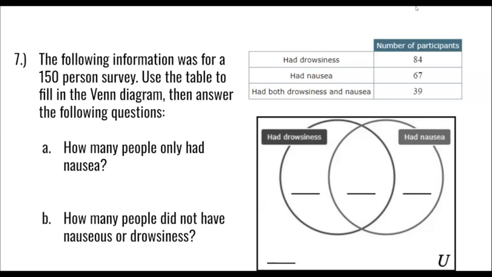And we want to fill out the Venn diagram. So our table tells us who had drowsiness, who had nausea, and who had both drowsiness and nausea. When we see the words had drowsiness, had nausea, we don't see the word only in there, meaning that a specific part of those people probably have both. So we need to figure out how many people only had drowsiness or only had nausea, and then we can figure out how many people didn't have either, and then we can answer our questions. So, all right, let's go ahead and do this one together.